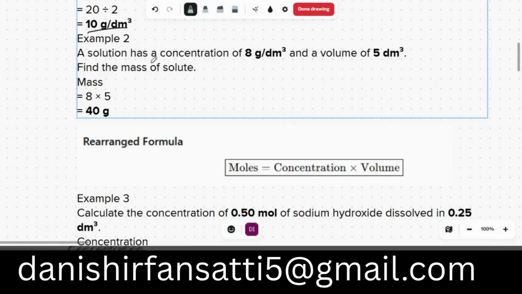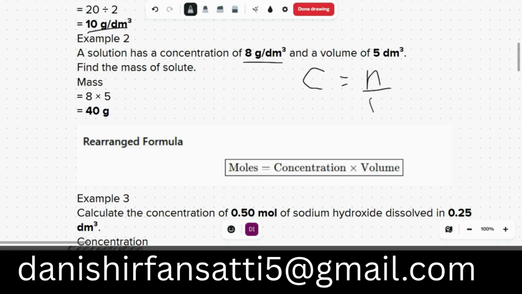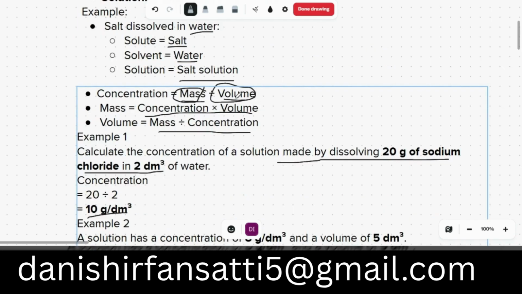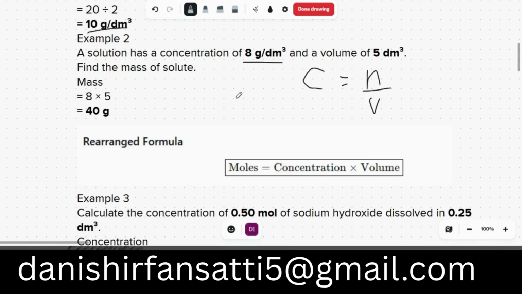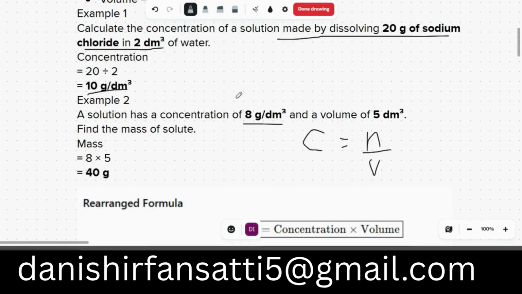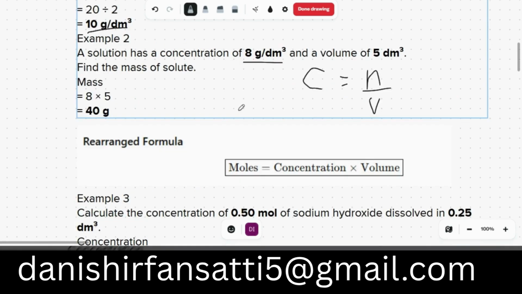A solution has a concentration of 8 grams per decimeter cube and a volume of 5 decimeter cube. The formula is concentration is equal to number of moles over volume, or you can say concentration equals mass over volume. Here we have to find the mass. So mass is equal to concentration times volume. We just cross multiply. Concentration is 8 and volume is 5, so that is 40 grams.